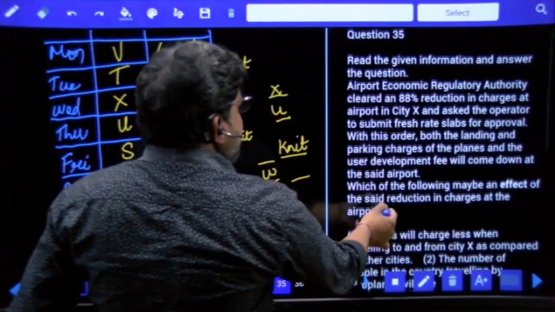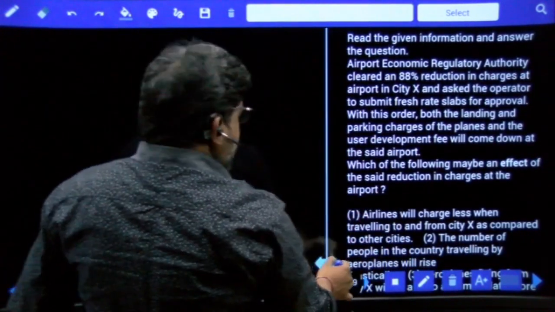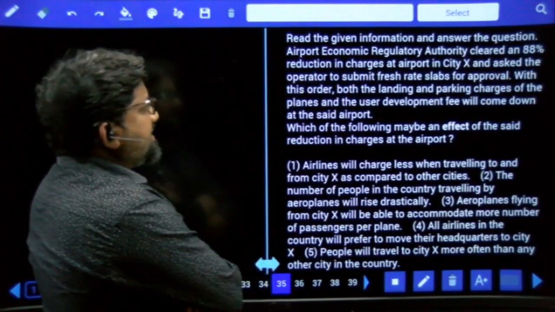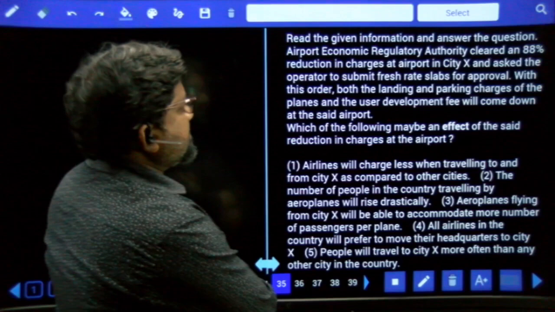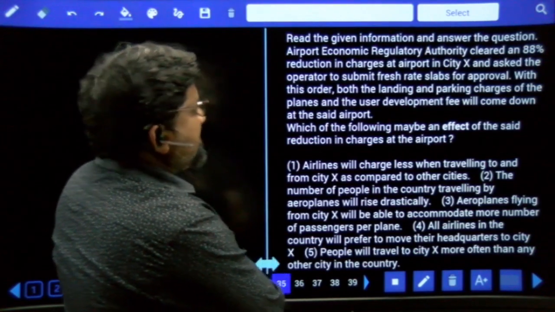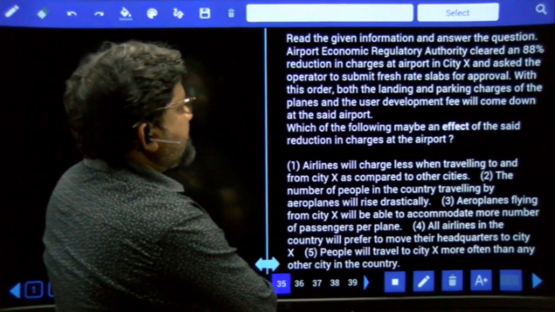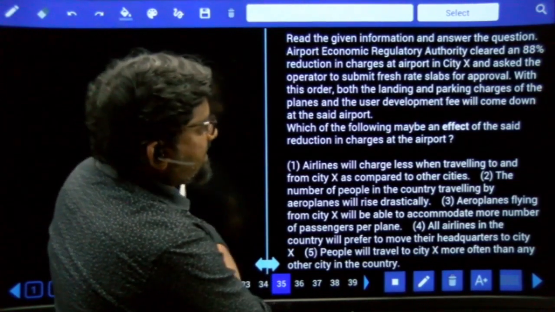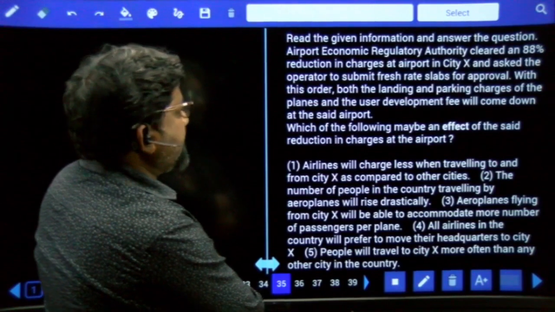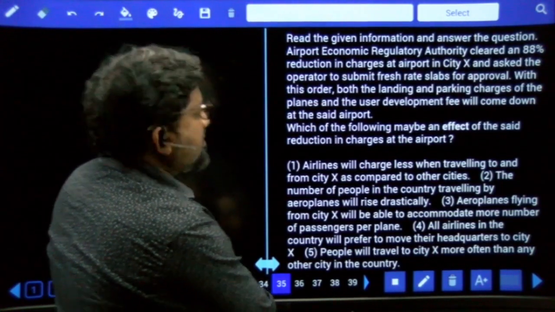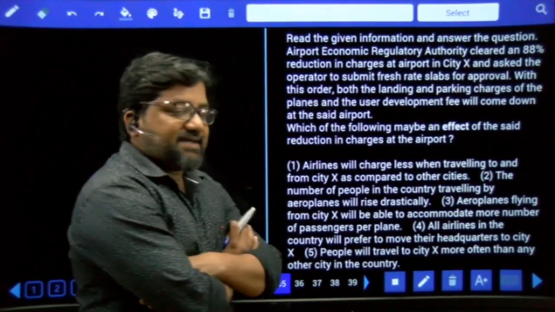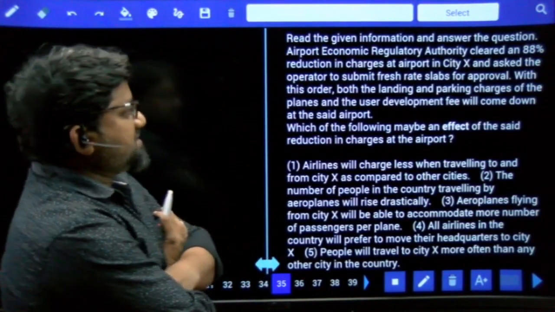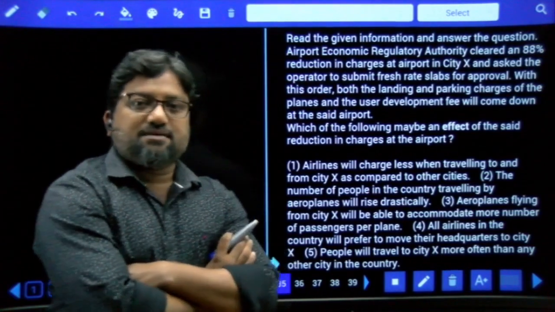Yes, 35. Let's see this 35. The Airport Economic Regulatory Authority cleared an 88% reduction in charges at the airport in city S and asked the operator to submit fresh rate slabs for approval. With this order, both the landing and parking charges of the planes and the user development fee will come down at the said airport.